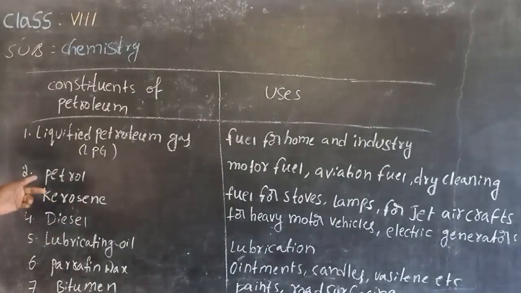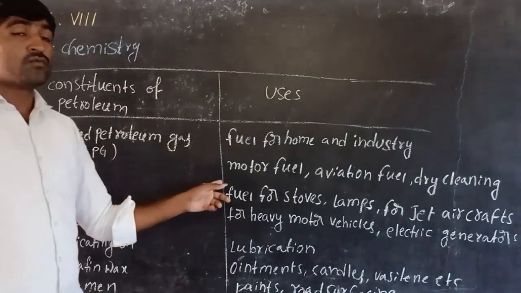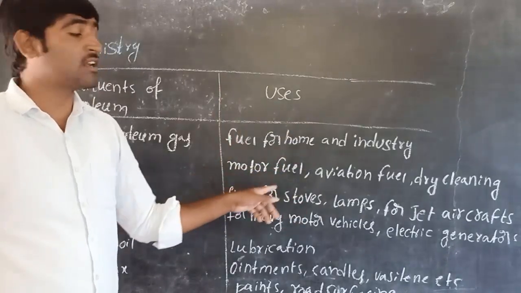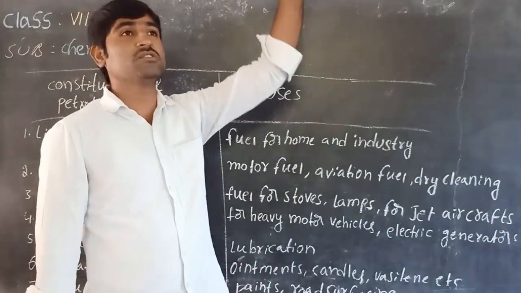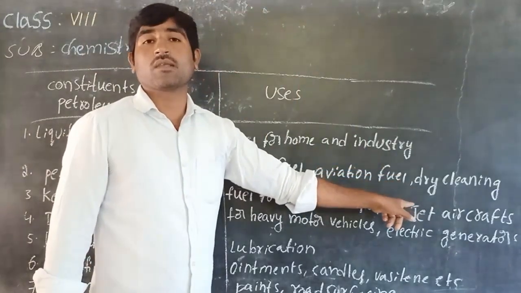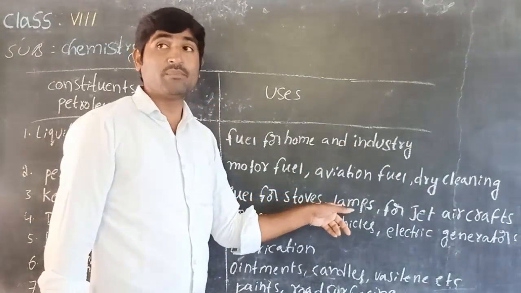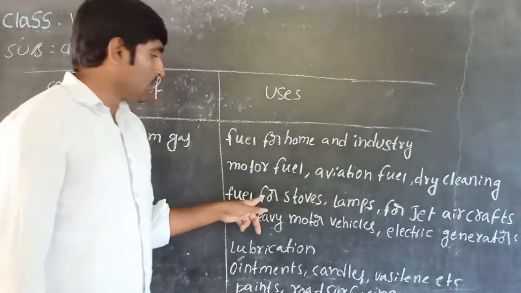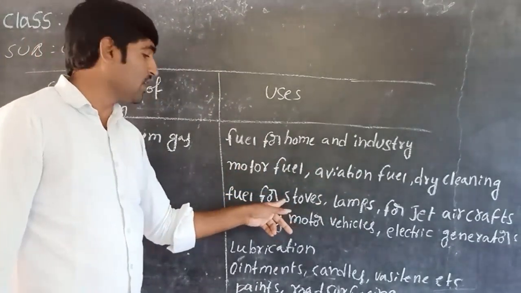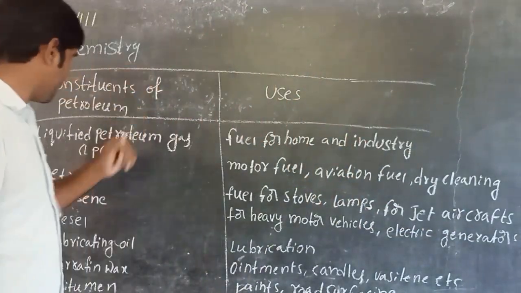Okay, next, kerosene. Kerosene is also one of the constituents we obtain from the petroleum. It is used as fuel for stoves, lamps, for jet aircraft. Jet aircraft means, children, those which are traveling in the air. For that also we use kerosene as a fuel. For stoves and lamps, to get the heat, to get the light, for stoves to cook the food and producing of heat, and to run the jet aircraft in the air.